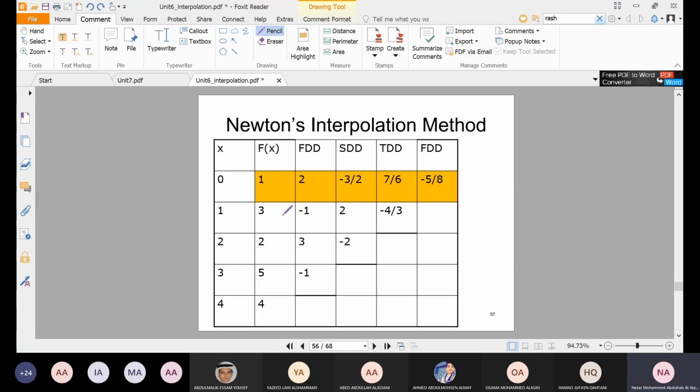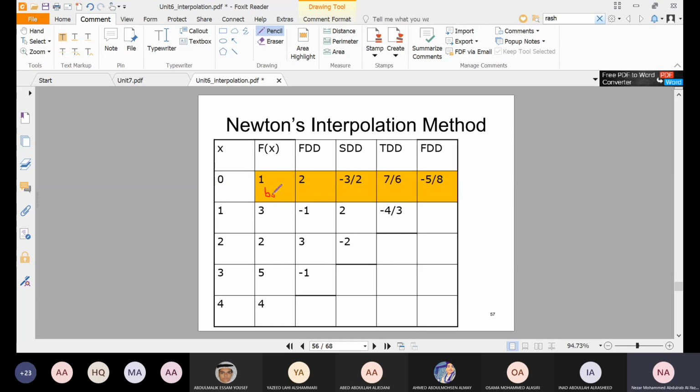Where is B0? What's B0? B0, yes, 1. And B2? B1, sorry. B1 is 2, and B3 is minus 3 over 2. That's okay. Yeah, okay, thank you. So this is the first row here, Shabab.